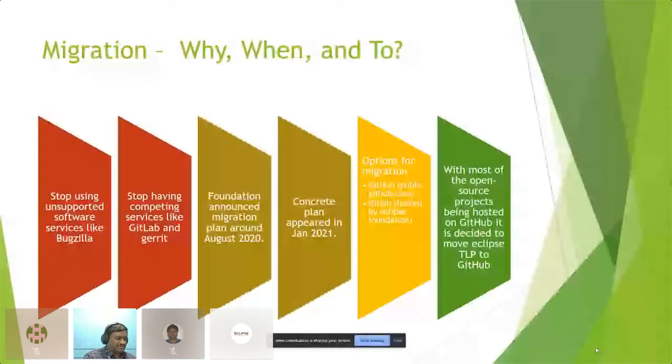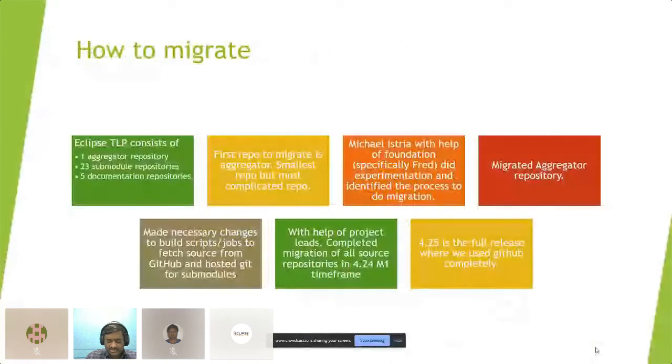So now the question is how to migrate. If you look at the Eclipse top level project, at the start of this year we had one aggregator repository and 23 submodule repositories, and more than 5 documentation repositories. All these repositories have to be migrated to GitHub, but doing all of them in a single shot is going to be a tough job for us. So we decided on a one by one approach, and we started experimenting with the aggregator repository first.